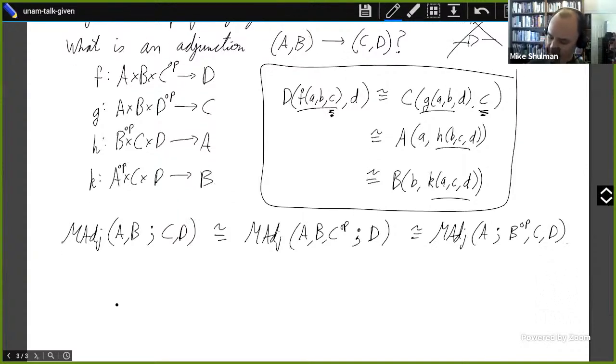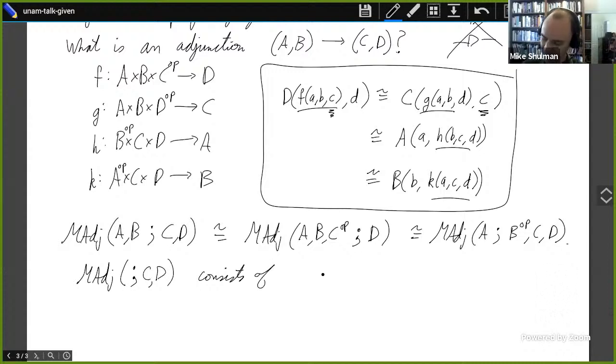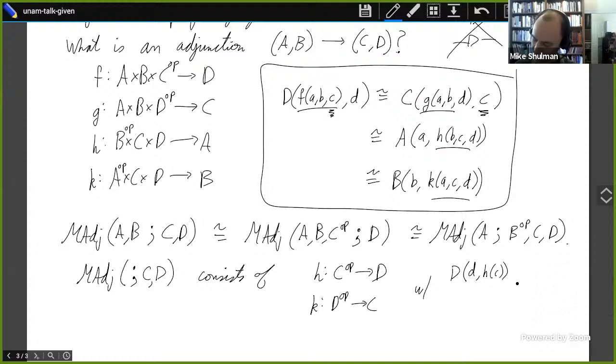One advantage is that it allows us to represent things like contravariant adjunctions in a direct way without needing to put an op into the statement. So take, for instance, what does it mean to have a multivariable adjunction from nothing to C and D? This consists of a couple of functors, say H from C op to D and K from D op to C, with Homset isomorphisms, say mapping D into H of C. No, sorry, I think it's the other way around. Yeah, H of C into D is isomorphic to C of K of D into C.